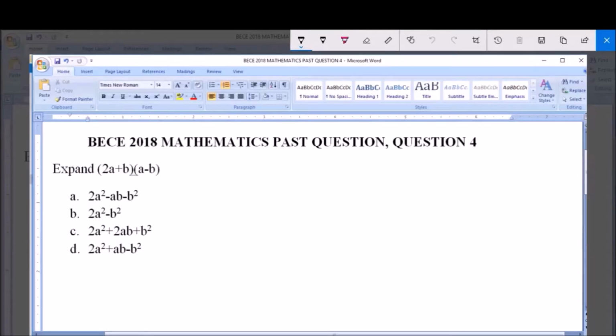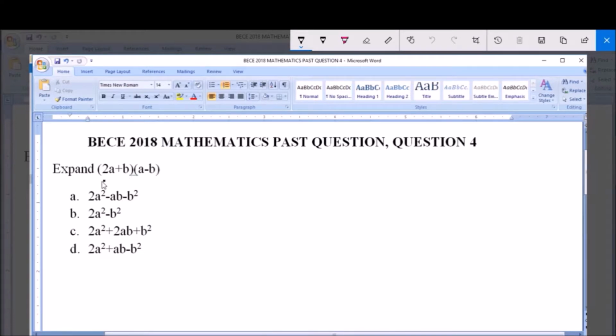Today we're going to be dealing with BECE 2018 Mathematics Past Question, Question 4. Expand (2a + b)(a - b). A, we have 2a² - ab - b². B, we have 2a² - b². C, we have 2a² + 2ab + b². And D, we have 2a² + ab - b².